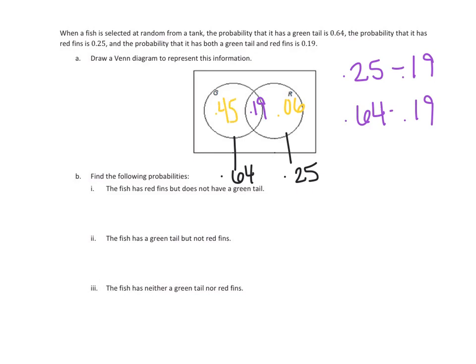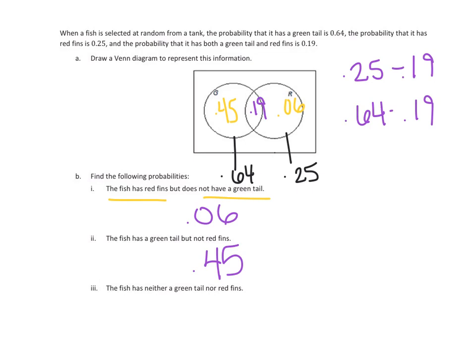Okay, again, once you fill this table in, it's a piece of cake. We want to have red fins, but not a green tail. So I need to be in the red section, but not the green section. I'm going with 0.06. See what you think of that. Green tail, so you need to be in the green section, but not red fins. So you can't be in the red section. Hopefully you're saying 0.45.